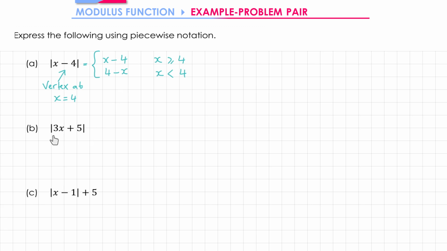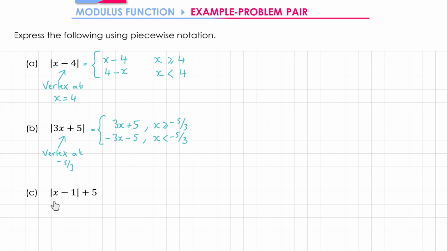Let's have a go at part B. We've got mod of 3x plus 5. That tells us there is a vertex at minus 5 thirds. So our two intervals this time are x is bigger than or equal to minus 5 thirds and x is less than negative 5 thirds. When x is bigger than or equal to minus 5 thirds, inside the brackets will be positive, and so the modulus function won't change it. Therefore here we get 3x plus 5. If we use a value of x less than minus 5 thirds, then what we get inside the brackets will be negative and the modulus will be making it positive. That means in this region we would have minus 3x minus 5.